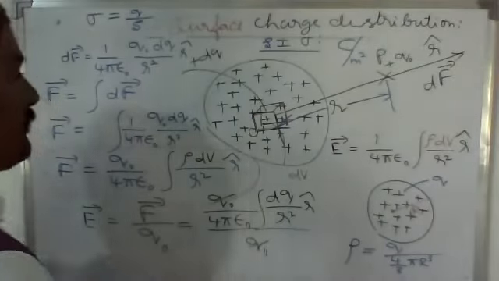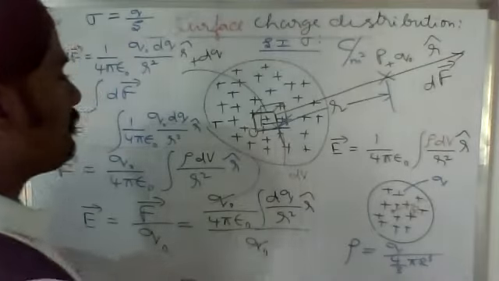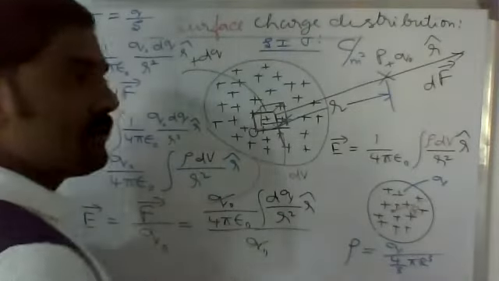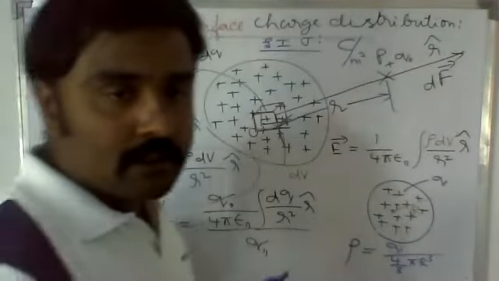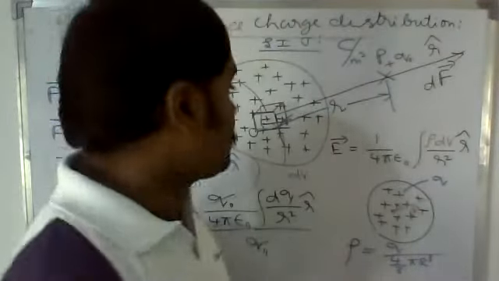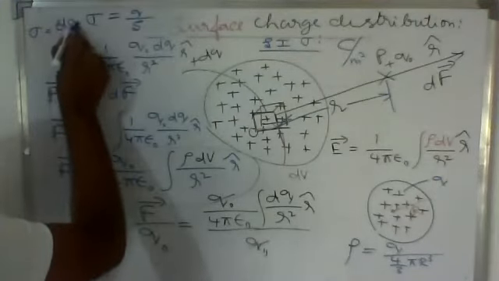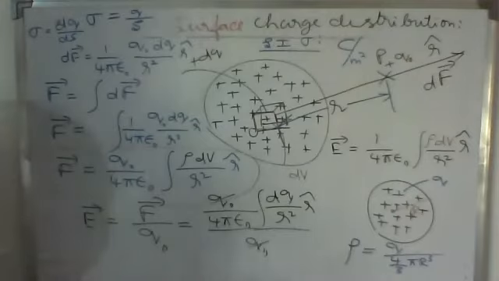What is the meaning of surface charge density at a point? That is also very important. Surface charge density at a point means the charge contained per unit area at that point, the point under observation. So sigma is equal to dq divided by ds.